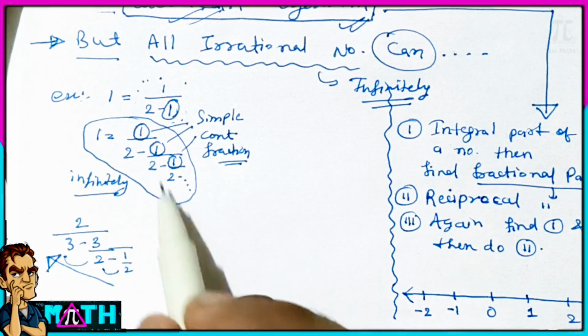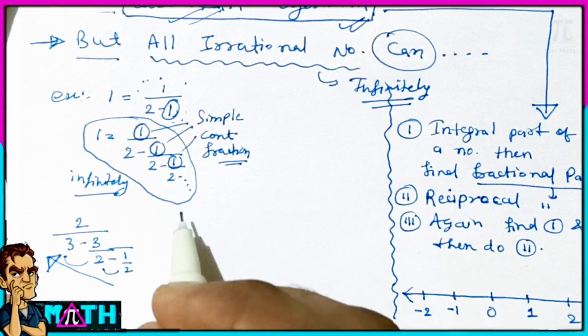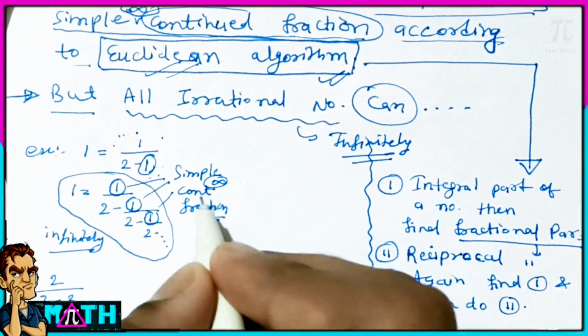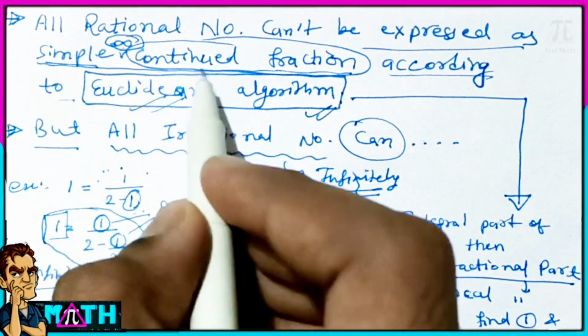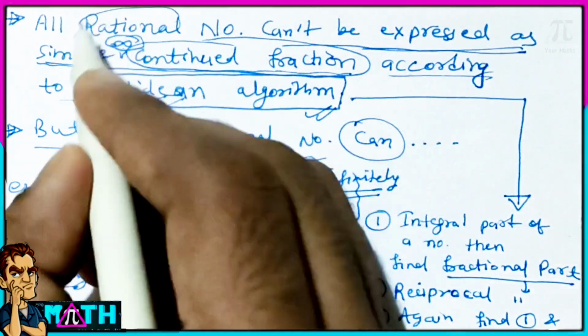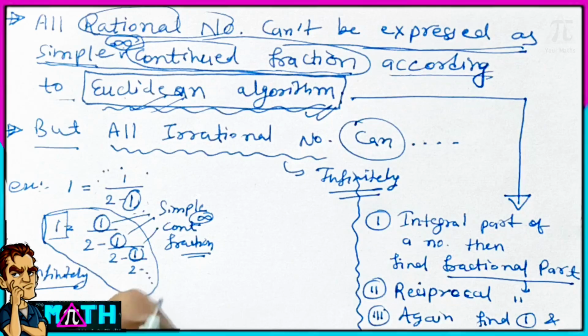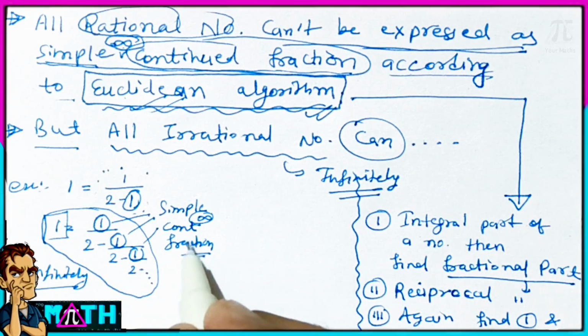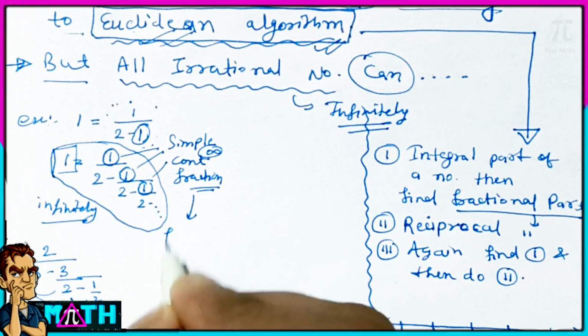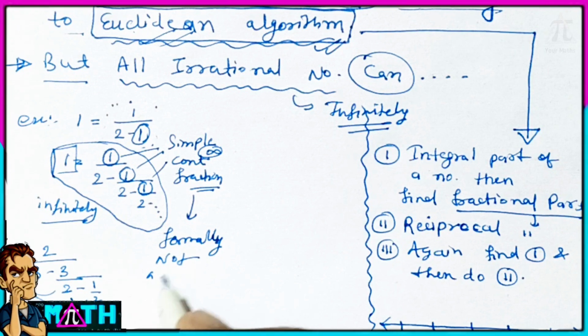But how can we solve an infinite continued fraction? We will discuss this later in the video. But there is one confusion: if all rational numbers can be expressed as a simple infinite continued fraction, then why is it written can't? Because remember, it is not according to the Euclidean algorithm. So in more formal terms, it is not a simple infinite continued fraction. Now let's see what the Euclidean algorithm is.